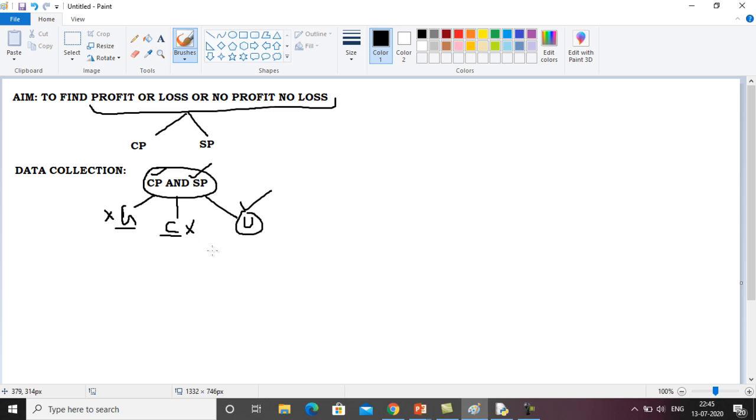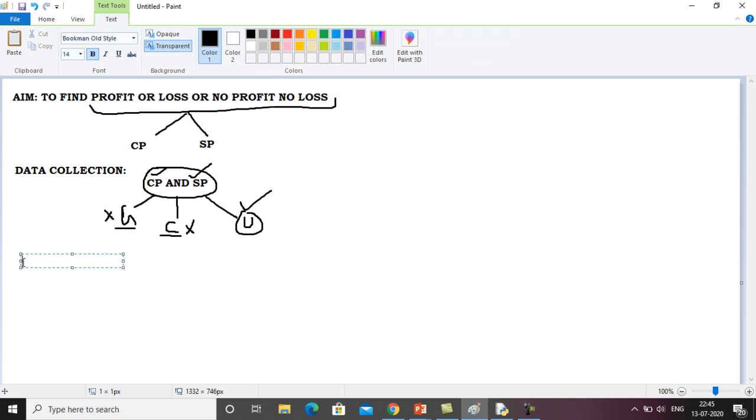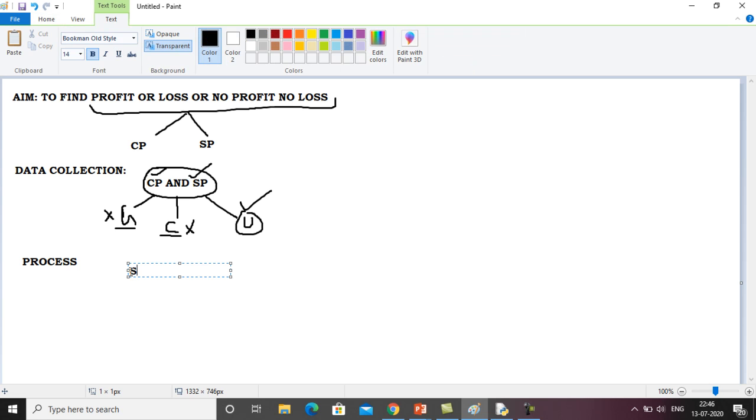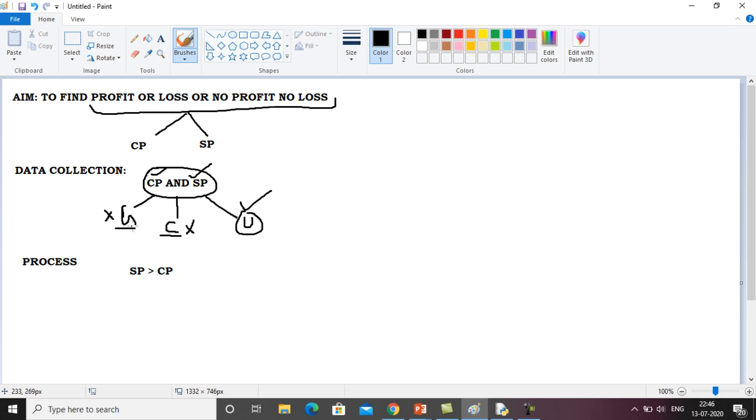Now once we get the value from the user, then we have to do the process part. In that process we first have to compare the values of cost price and selling price with each other. The first thing that we will do is check whether the selling price value is greater than the cost price value or not.